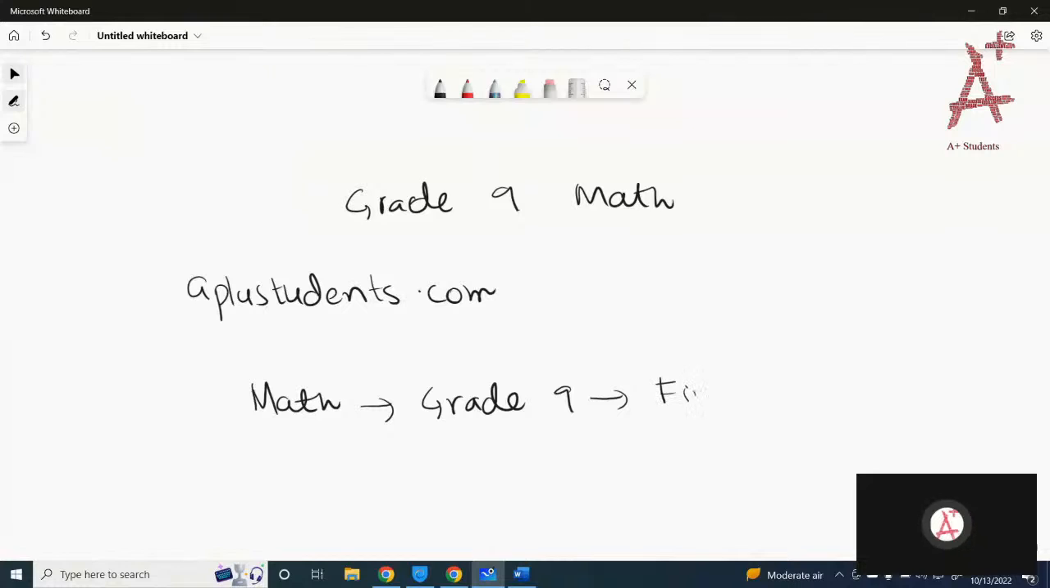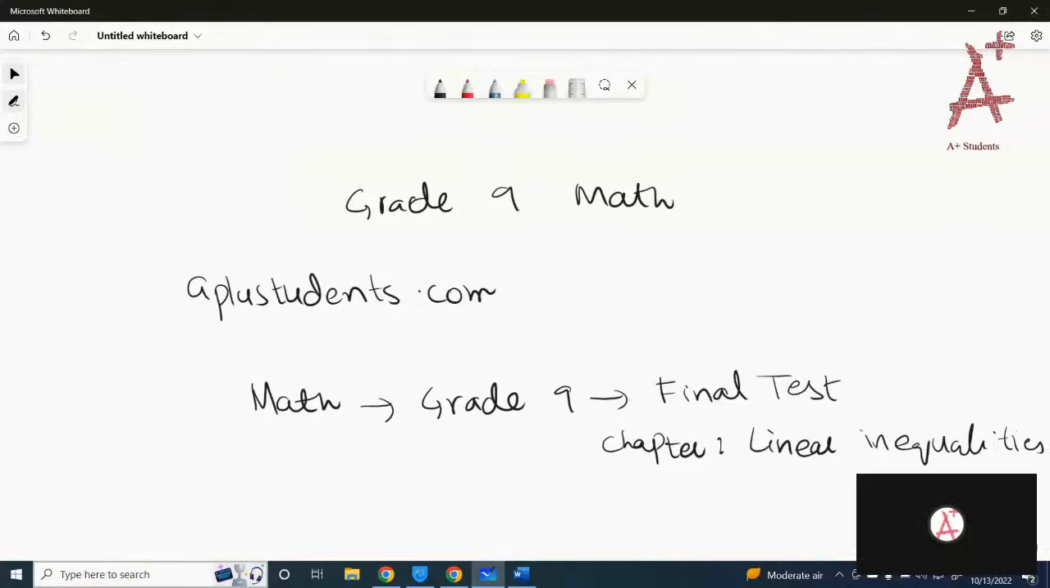start with the final test for the chapter linear inequalities. Please make sure you have your notebook and pencil before starting the topic. So please find a notebook and pencil. We can start the topic, that is the final test for the linear inequalities.